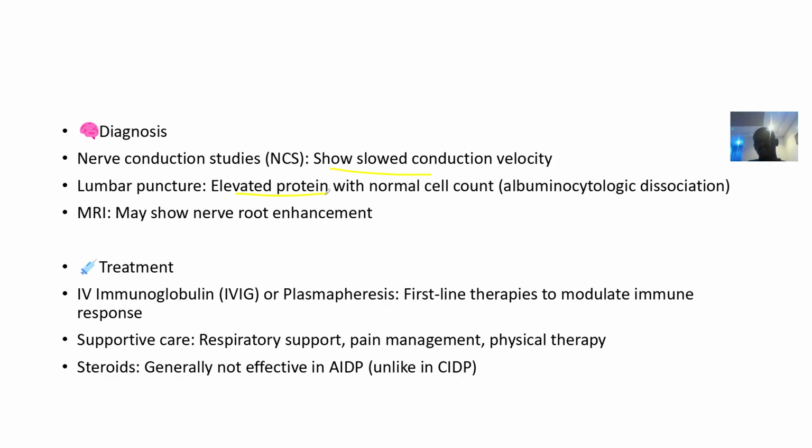So diagnosis, you can just do nerve conduction studies, which show that there's slow conduction velocity. Lumbar puncture, you see that there's elevated proteins with normal cell count. That's what is known as albuminocytologic dissociation, right? So treatments use immunoglobulin, plasmapheresis, where you're trying to filter out the bad autoimmune stuff that is actually attacking the body. Then supportive care like respiratory support because the person has difficulties in breathing, pain management, physical therapy. So steroids are generally not effective, but you can actually employ them.